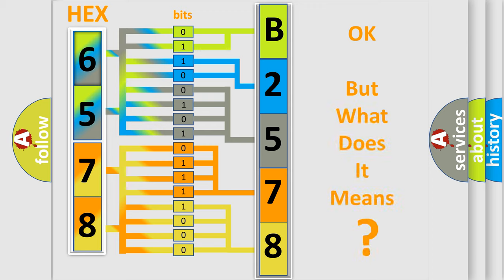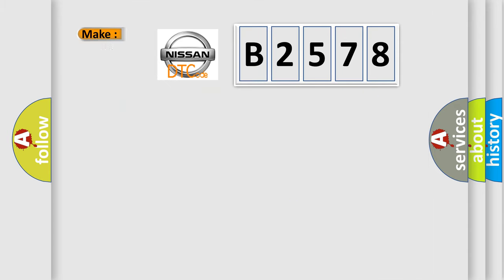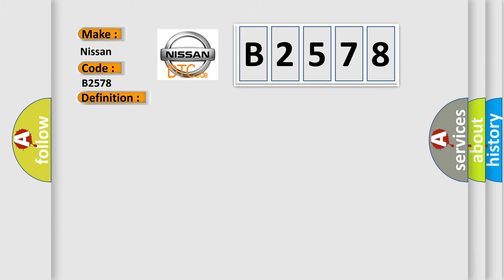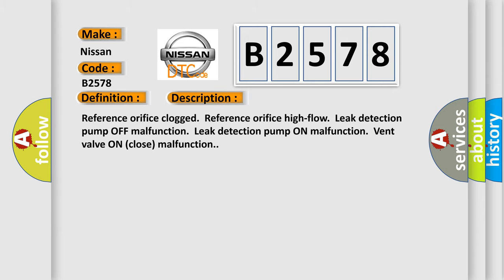The number itself does not make sense to us if we cannot assign information about it to what it actually expresses. So, what does the Diagnostic Trouble Code B2578 interpret specifically for Nissan car manufacturers? The basic definition is: evaporative emission system leak detection pump control circuit high. And now this is a short description of this DTC code. Reference orifice clogged. Reference orifice high flow. Leak detection pump off malfunction. Leak detection pump on malfunction. Vent valve on close malfunction.